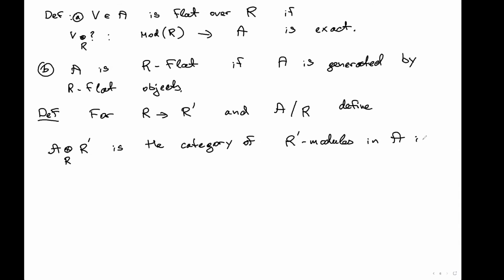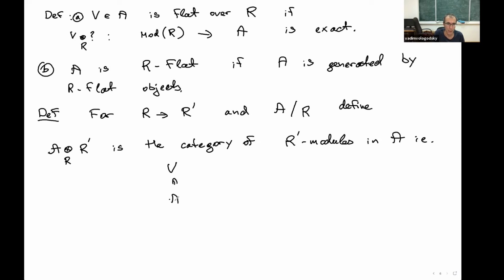So what it means is that you look at V in A, sorry, I used notation V, together with an R algebra homomorphism from R prime to endomorphisms over A of V. Okay. So that must be R linear. So very good.